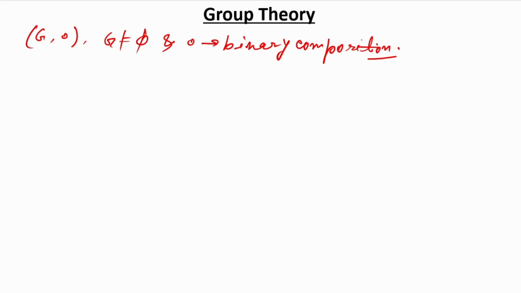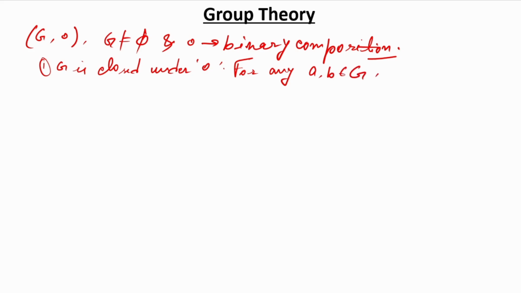So what are the properties? First property is G is closed under composition. That is, for any A comma B belongs to G, A compose B will be in G. So this is the first property.